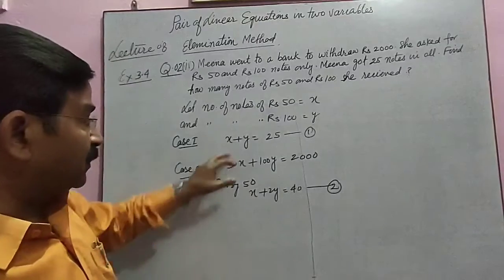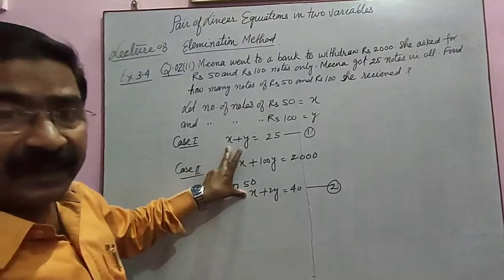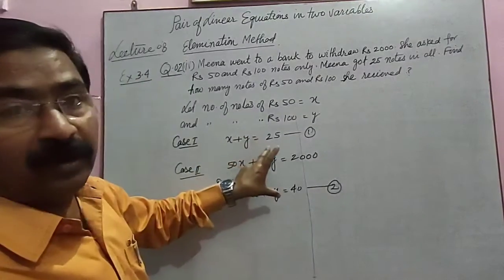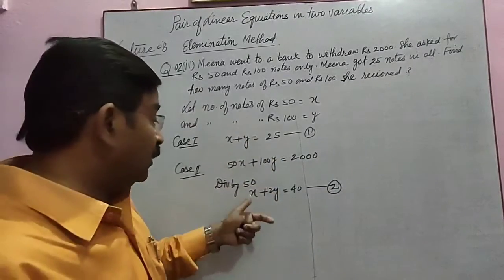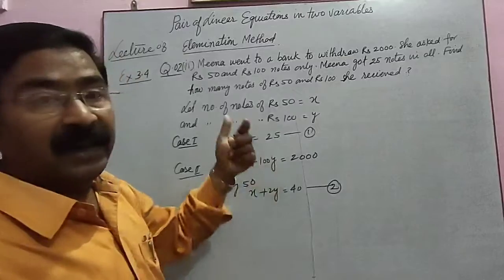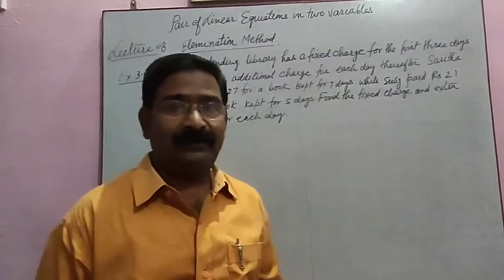By elimination method, subtract the equations. X and X will be eliminated. You can get the value of Y. And after getting the value of Y, substitute in any of the equations, you get X. And that will be your accurate answer.